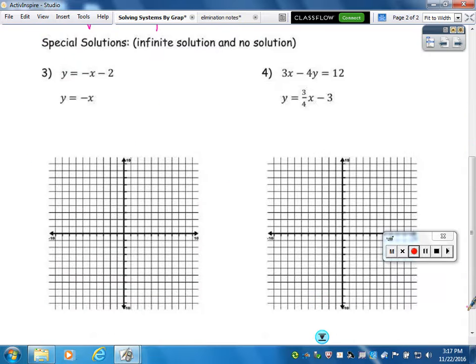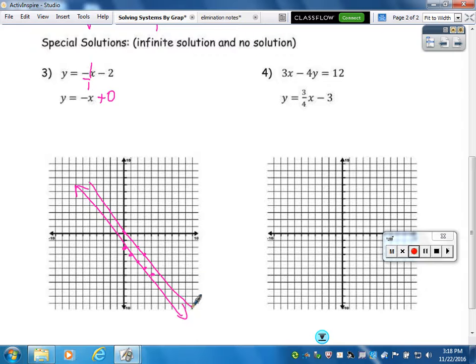So we've got 2 special solutions I want to talk about real quick. Now notice right here, our slopes are the same. That means these are going to be parallel. Let me show you what I mean. This first one starts down at negative 2, then goes down 1 over 1, like this. Now my other one starts at 0 on the origin, and it also goes down 1 over 1, down 1 over 1, down 1 over 1.